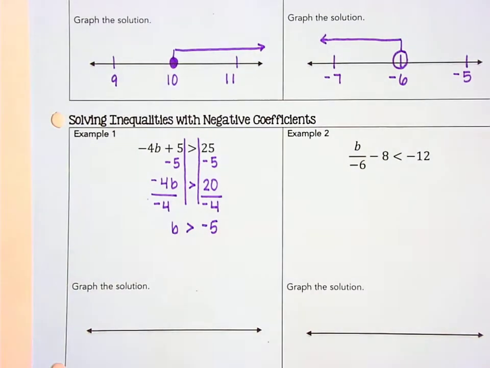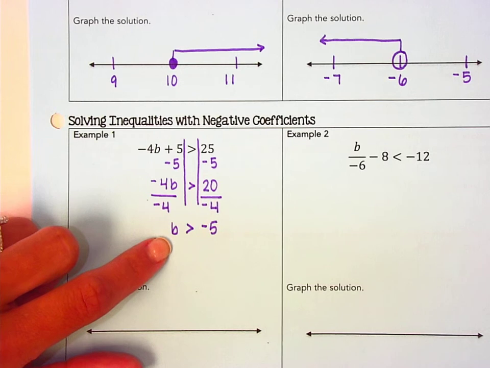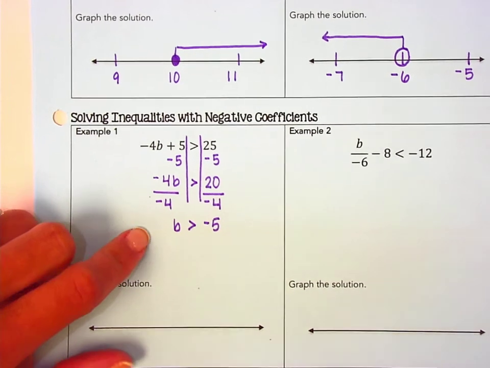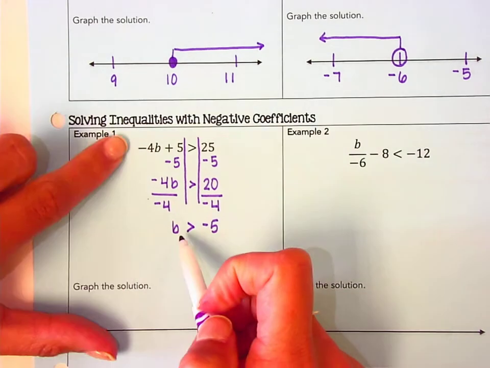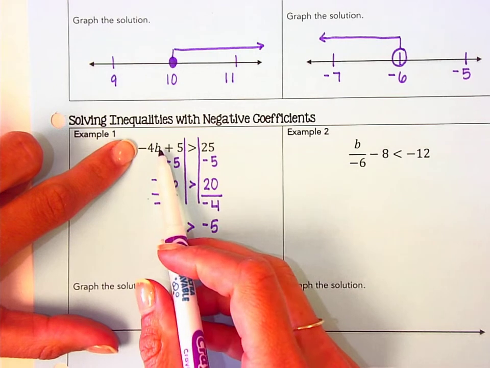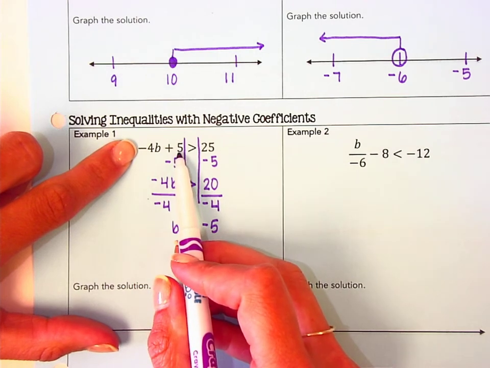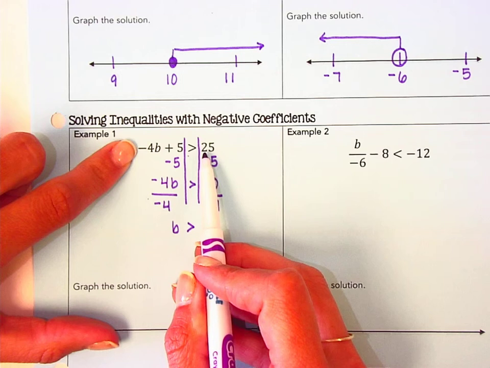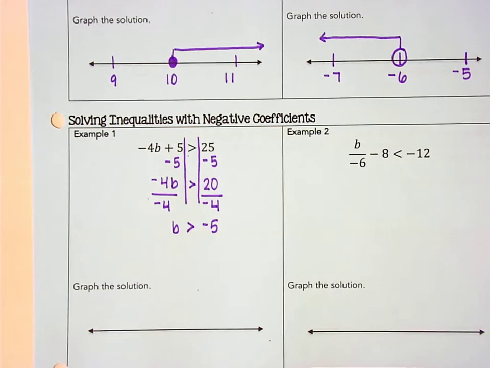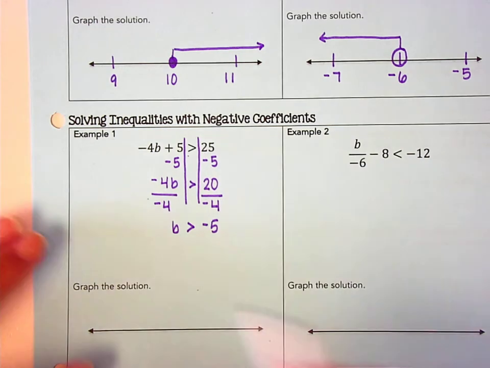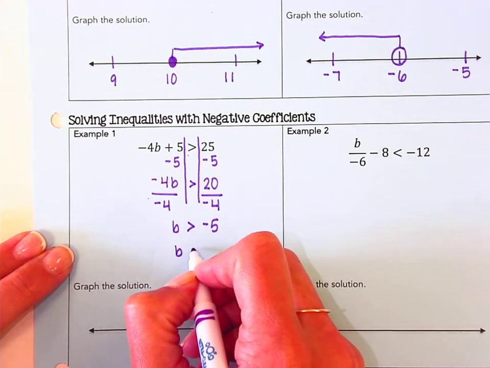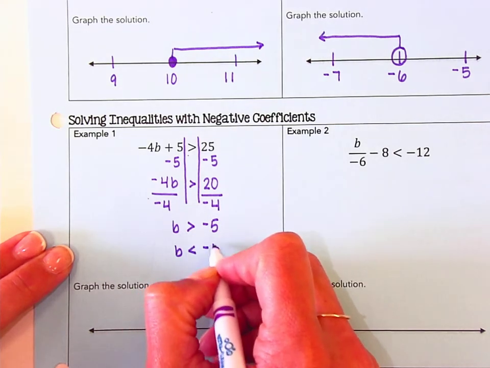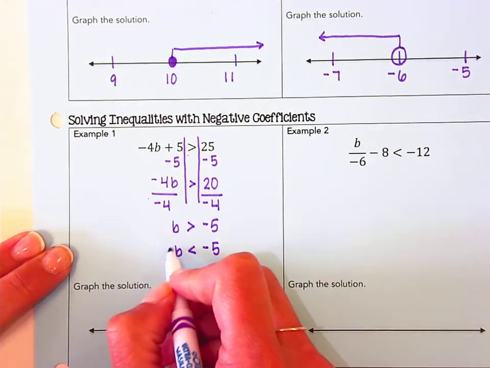If we choose a value that's greater than negative 5, so for example 0 is greater than negative 5, we can go ahead and check. Negative 4 times 0 is 0, plus 5 is 5. 5 is not greater than 25. So we need to go through and actually change our inequality symbol. So b should be less than negative 5 to make this inequality true.